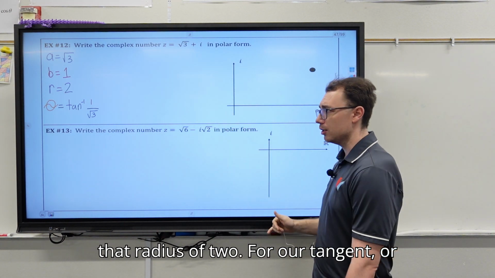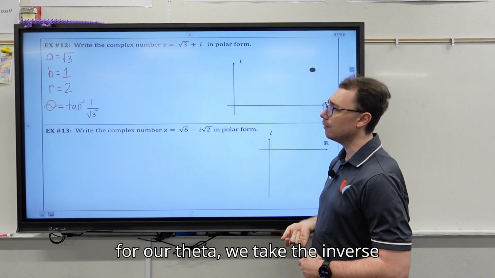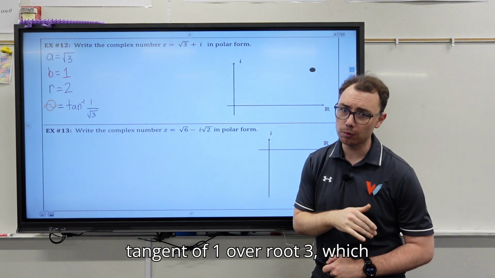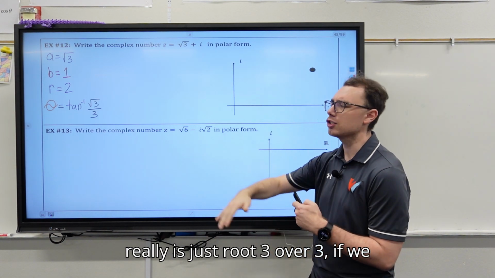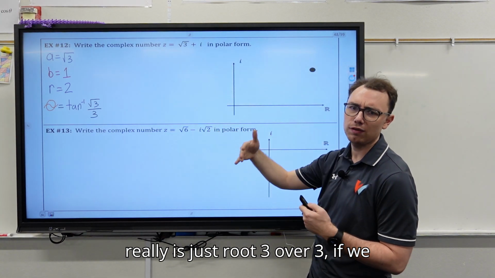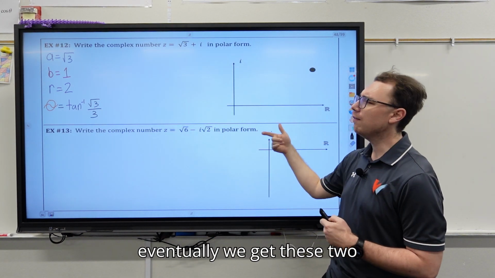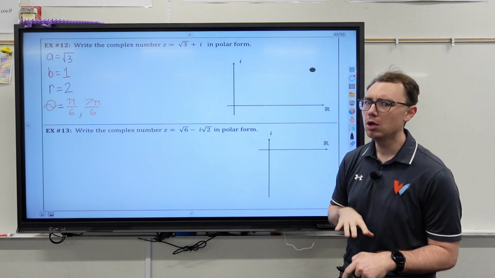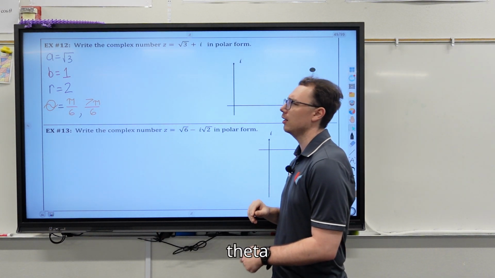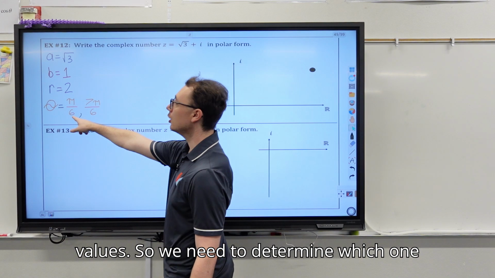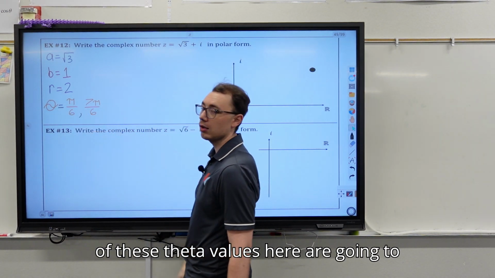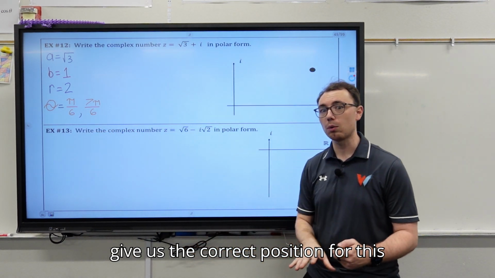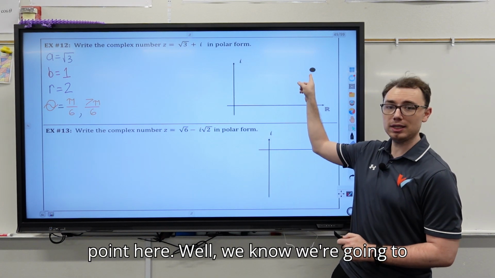For our tangent, or for our theta, we take the inverse tangent of 1 over root 3, which really is just root 3 over 3. We simplify that out just a little bit. And eventually we get these two theta values. So we need to determine which one of these theta values here are going to give us the correct position for this point here.